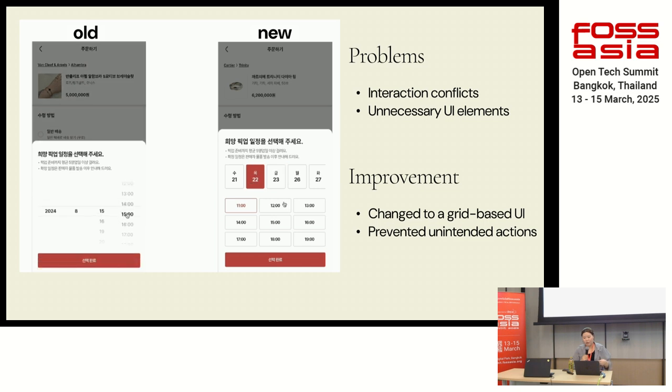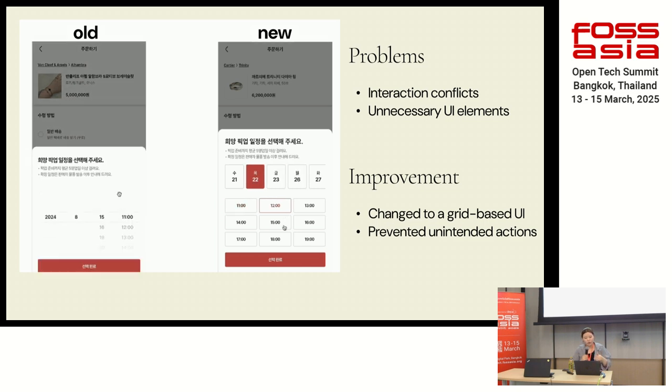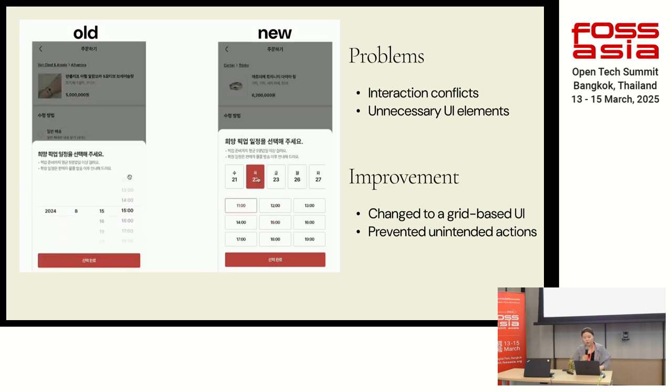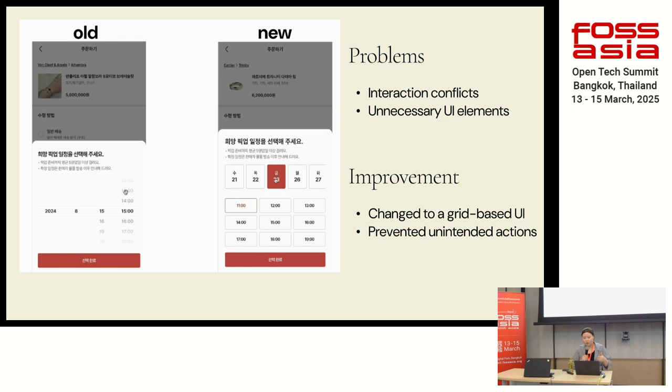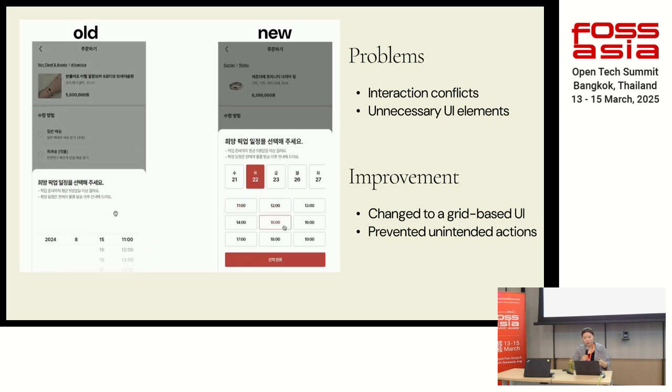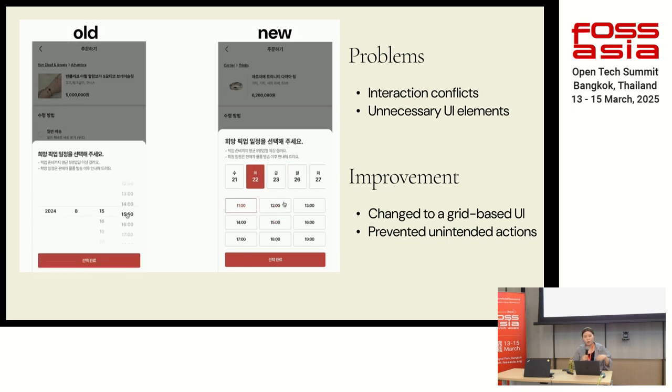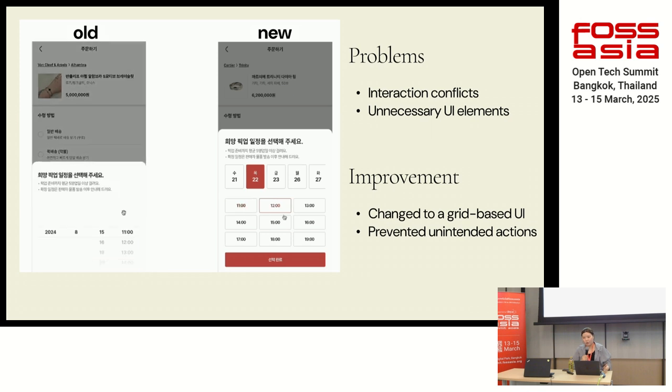We changed the interface to a grid style so that users could immediately see all available options. We also replaced the roller with buttons to prevent accidental UI closure and make the selection process clearer.